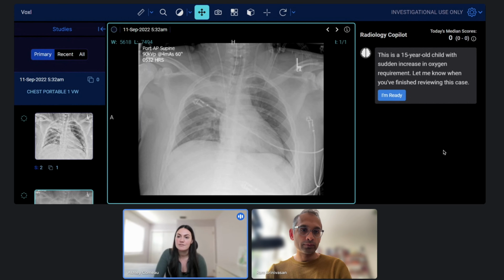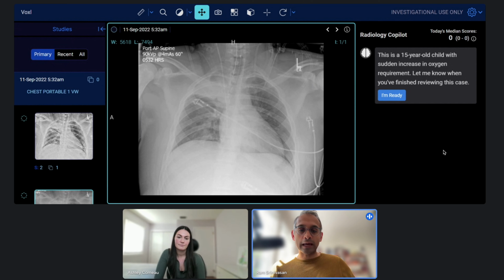We have a 15-year-old child with a sudden increase in oxygen requirement. So we always want to make sure it's the right patient and the right radiograph. So just check the name and then it's the right study, date and time that you want. You want to make sure that the radiograph has been taken well. So check the adequacy of the technique, and then you want to check the pathology as well.